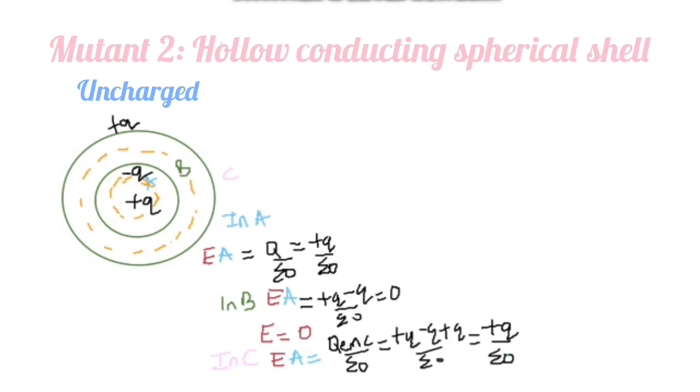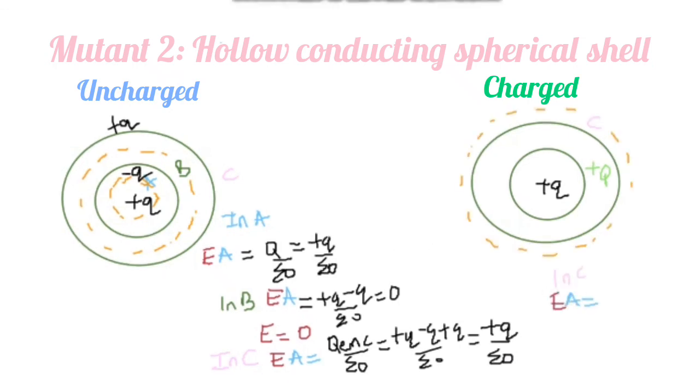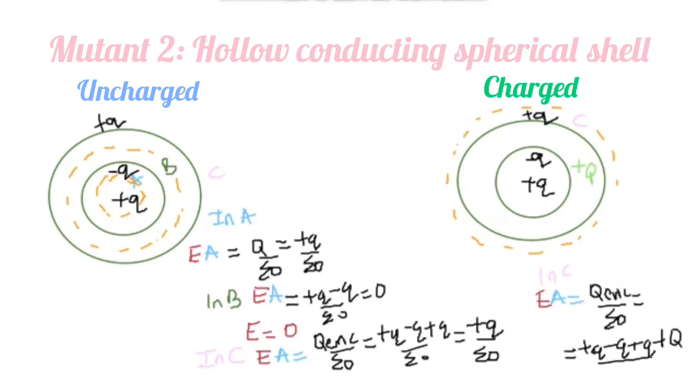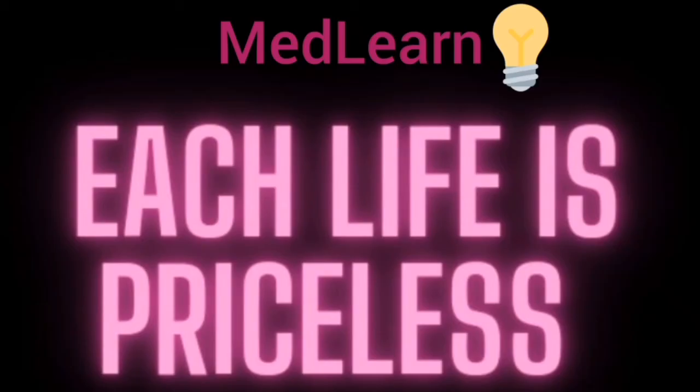If the hollow conducting shell was charged with charge capital Q, then the total charge at region C would be plus small q minus small q plus small q plus capital Q. And then this over epsilon naught is equal to EA. Therefore, EA is equal to plus small q plus big Q over epsilon naught. That's all about applications of Gauss's law.